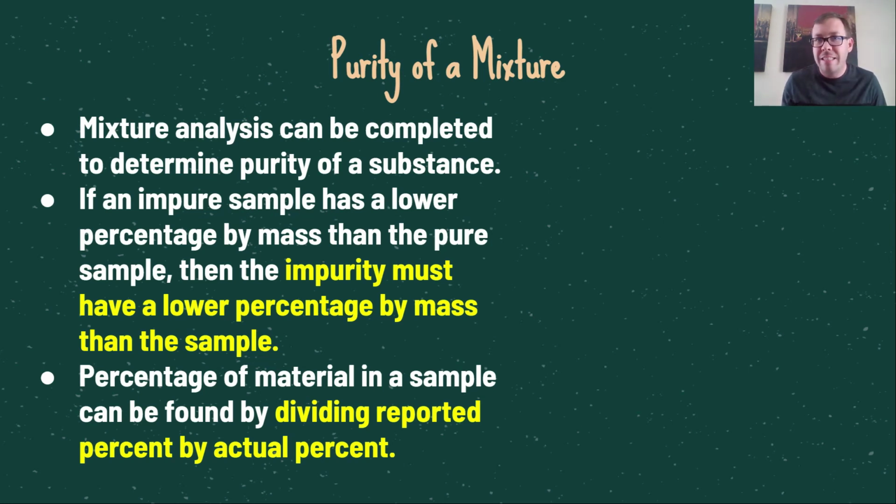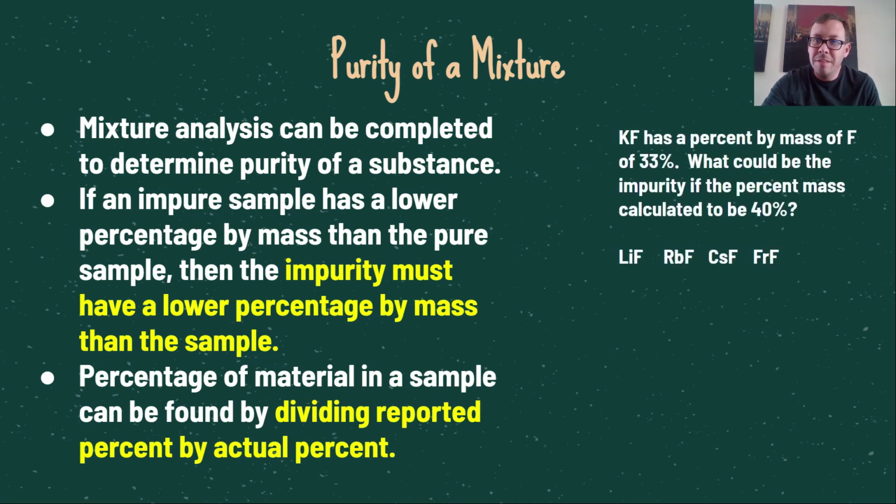So we can utilize that information to figure out what might be causing an impurity, or what impurity specifically might be in our mixture. Keep in mind that we can determine the percentage of a material in a sample by dividing the reported percent by the actual percent. Basically, it's your percent yield calculation. Take the actual over the theoretical and you get the percentage of material in a sample. So let's look at a sample problem here.